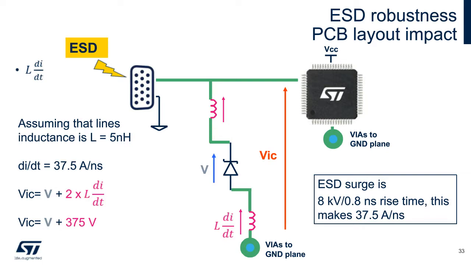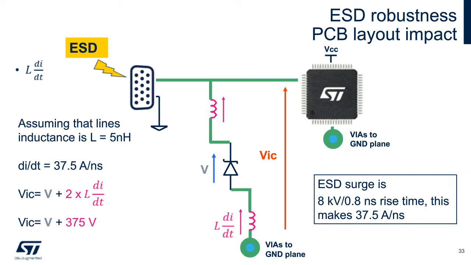If we consider 5 nanohenry inductances and a current change of 37.5 amps per nanosecond, the resulting VIC, visible by the protected IC pin, is simply the sum of the protection device clamping voltage and the voltage introduced on the PCB track. In our case, the VIC is hundreds of volts, and apparently these levels can still be critical for the protected IC. So what should we do?